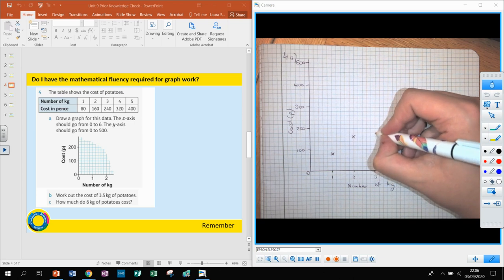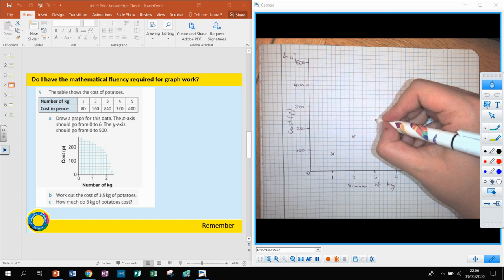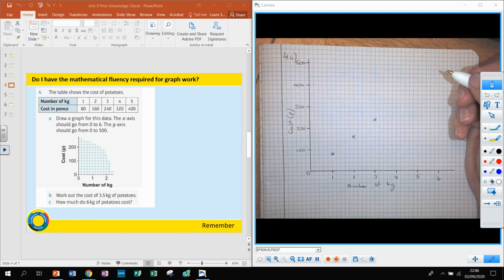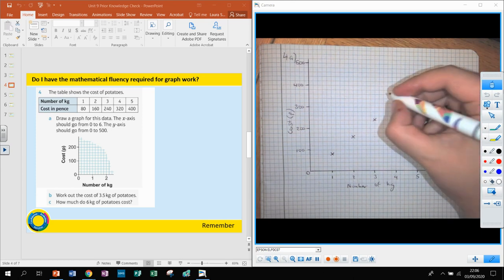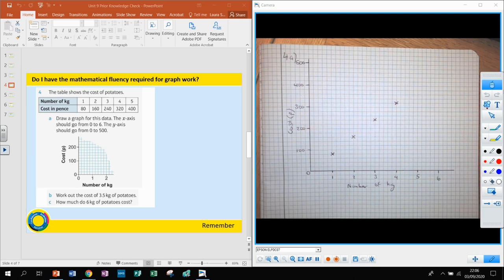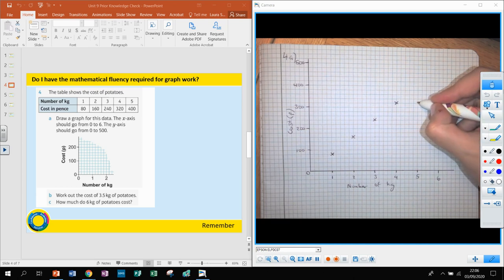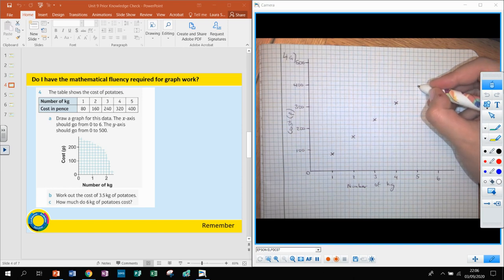We seem to be adding on 80 each time, so that should make your life a bit easier because 80 is worth 4 squares. So 1, 2, 3, 4 above. That's easier to find. And 320 is another 80 up. So let's do that. 1, 2, 3, 4. That's 320. And then 400 is another 80 up. Go up to here and let's do another 80 up. 1, 2, 3, 4. There we go. Much faster.